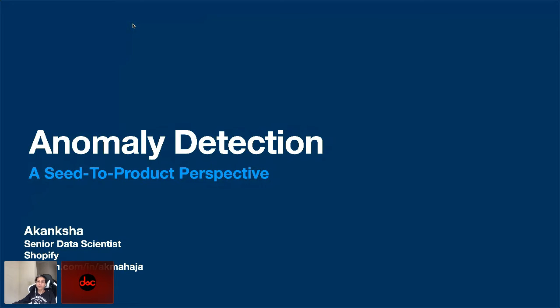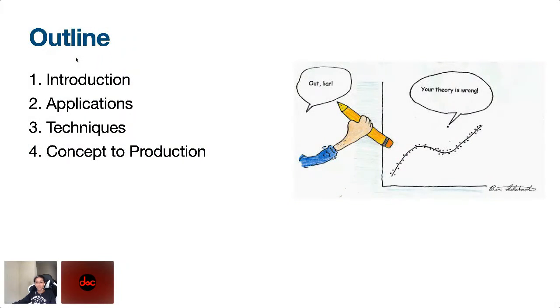Today, I'm going to talk about anomaly detection and how we can create a product out of this from a data science perspective. We'll briefly cover the introduction, like what anomaly detection is. We'll also go through some of the popular industrial applications for anomaly detection. We'll look at some of the techniques that can help us identify anomalies, and then we will see how we can take this concept into production.